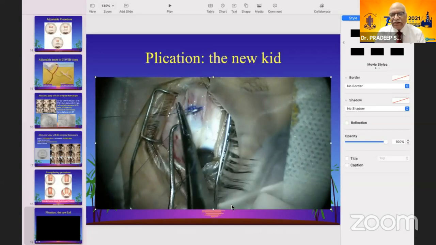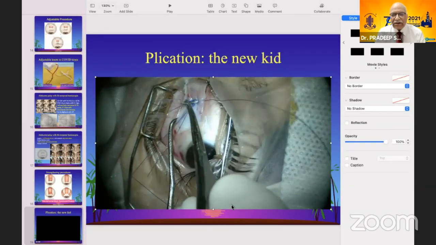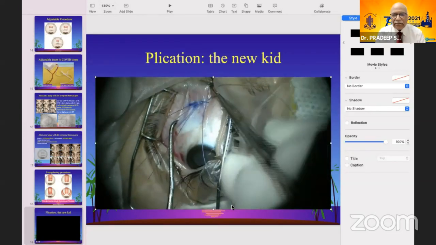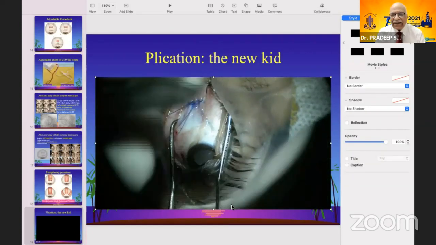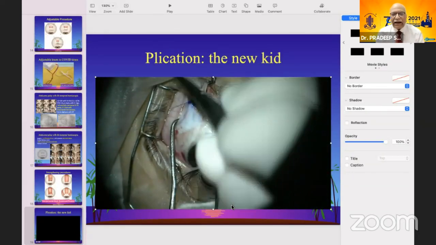And once you have passed these 2 interlocking bites with the 6-0 Vicryl suture, because it's a strengthening muscle, you need to be sure that the muscle is nicely in your grip.